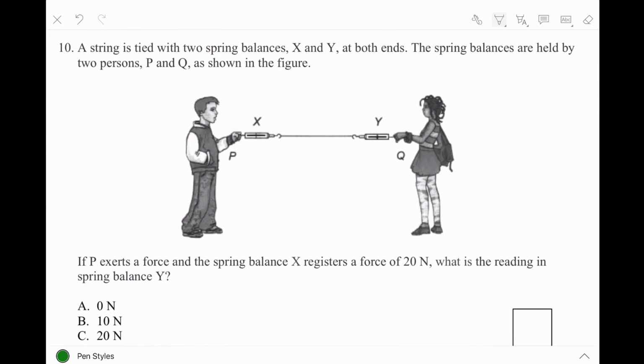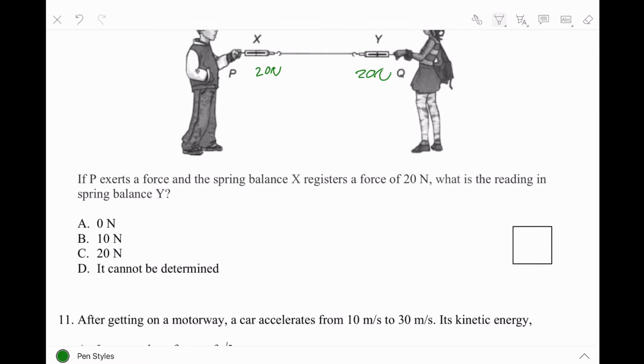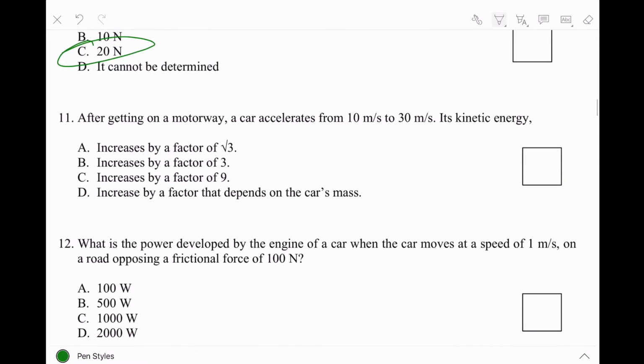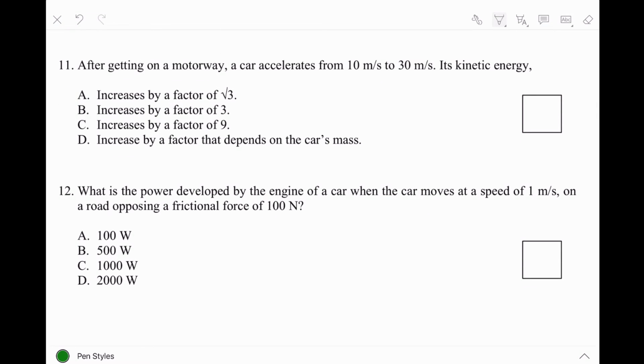All right, number 10, a string is tied with two spring balances. So if you record this 20, of course you will get the same 20 newtons. So this is C. Number 11, after getting on a motorway, a car, this is the same question, don't worry about it. Yeah, it's C.